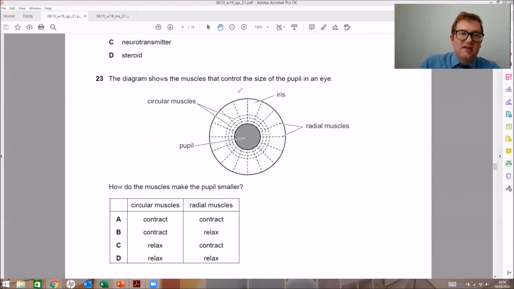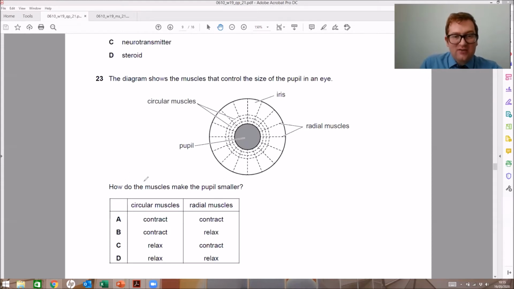Question number 23. The diagram shows muscles that control the size of the pupil in the eye. So you have your circular muscles and your radial muscles. Remember that when the radial muscles contract, it pulls the pupil outwards, which dilates the pupil. And when this one contracts, the circular muscles therefore must relax to allow that dilation to take place.